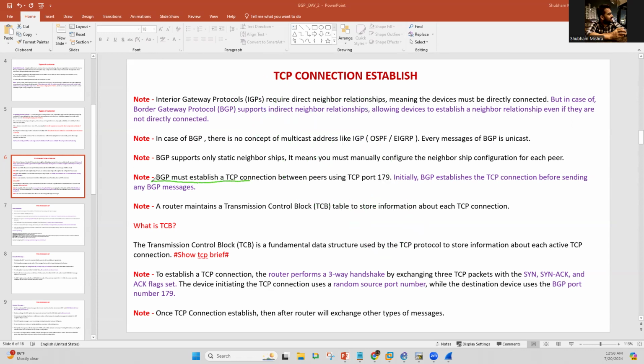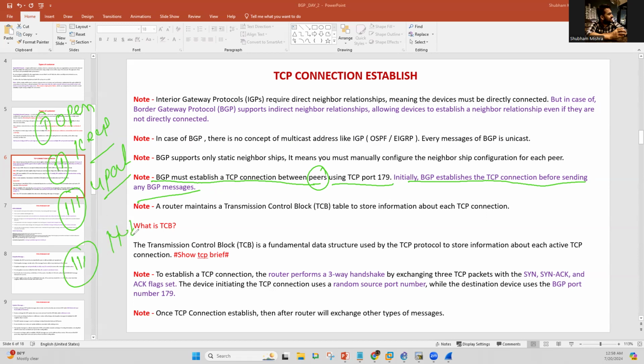BGP must establish a TCP connection between the peer or neighbor using port number 179. Initially, BGP establishes the TCP connection before sending any BGP message. There are multiple types of BGP messages, which we will discuss later. For example, open message, keepalive message, update message, notification message, and route refresh message.